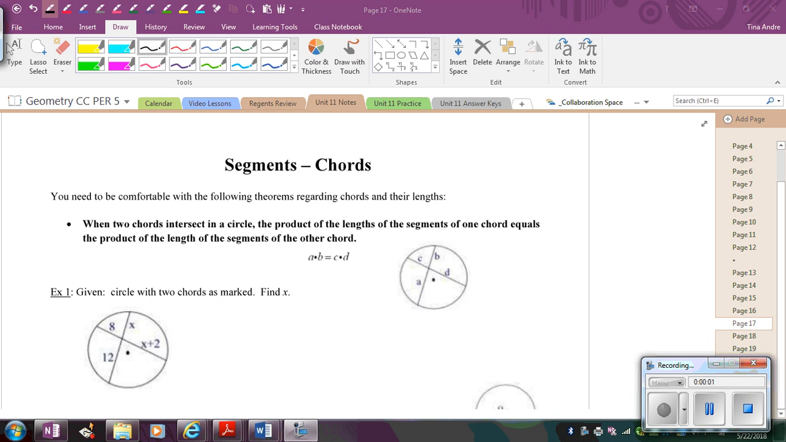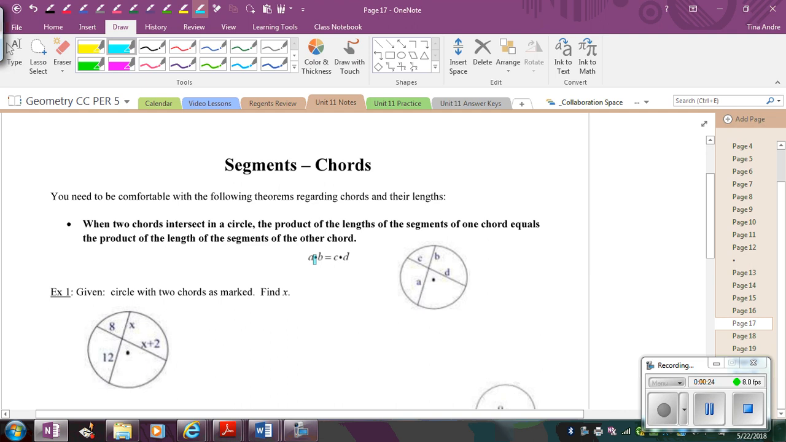In this lesson, we're going to look at some more theorems that deal with chords and circles. The first thing when you're looking at these problems is you have to decide: are you dealing with a situation where you're trying to find a segment length, which is going to be new in this video, versus an angle measure formed by two chords, which we saw already?